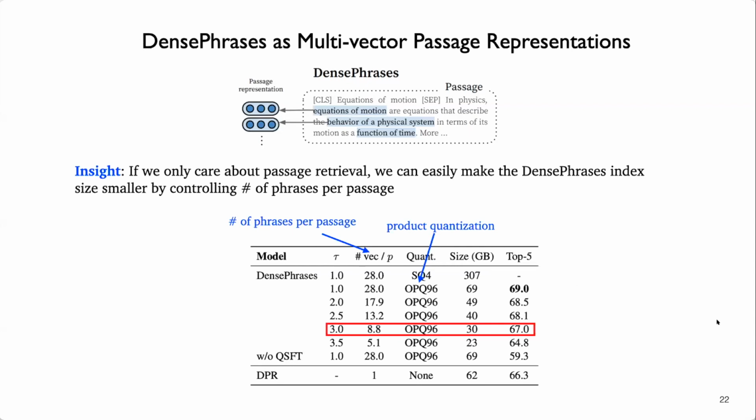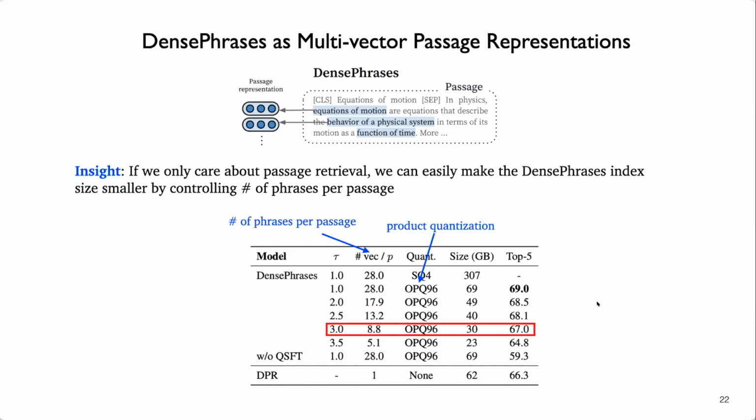And finally, we also have one more key insight that we derived from this observation. If we know that these phrases can be thought of as a set of phrase representations in a passage representation, and if we want to just use DensePhrases for passage retrieval, then we are able to make the DensePhrases index size much smaller by just controlling the number of phrases per passage.